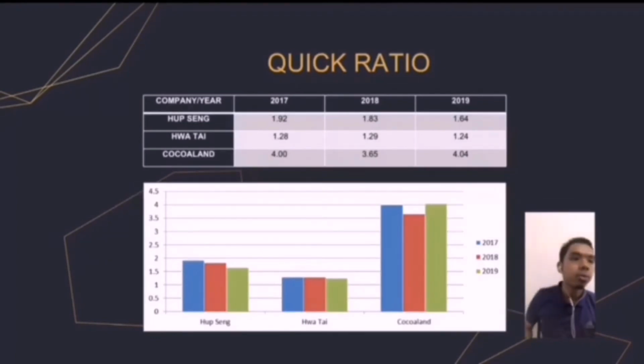From the graph, we can see that the quick ratio for Cocoland is fluctuating year by year, from 4.00 in 2017, 3.65 in 2018, and 4.04 in 2019. We can see the percentage is better than the other companies.